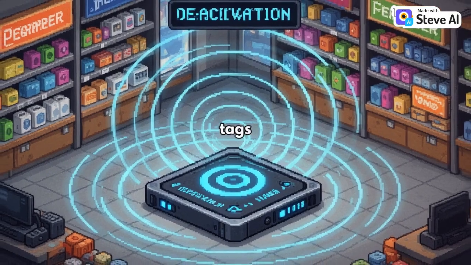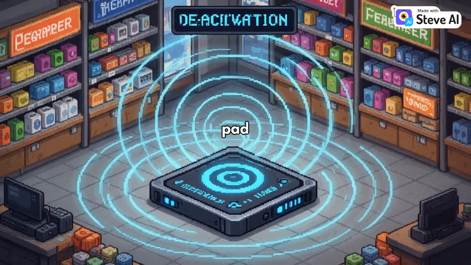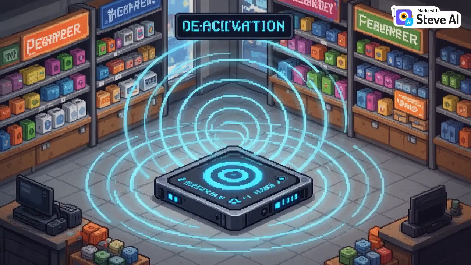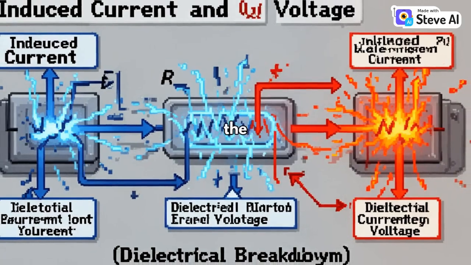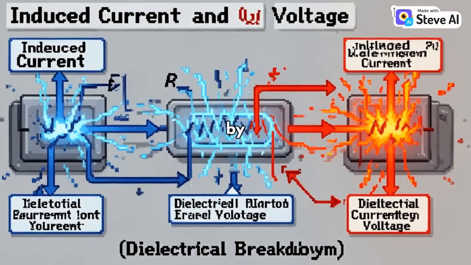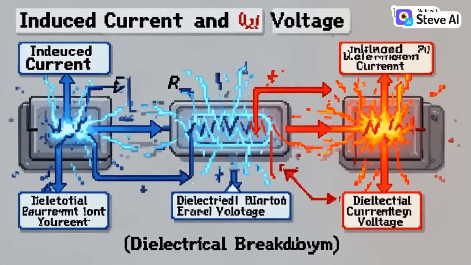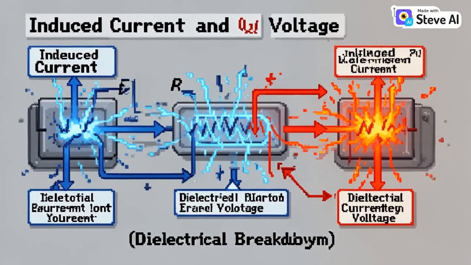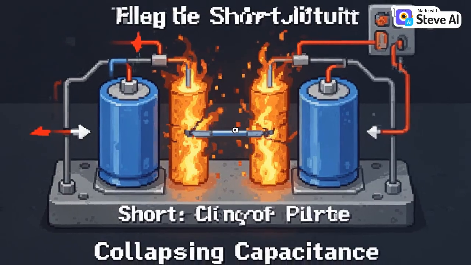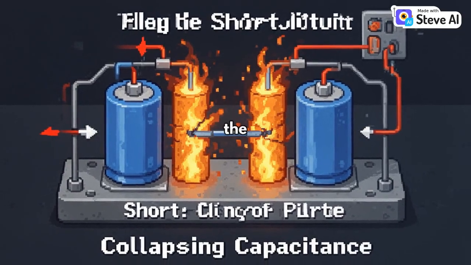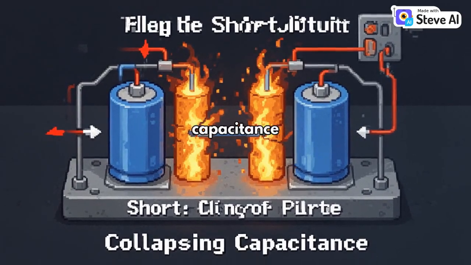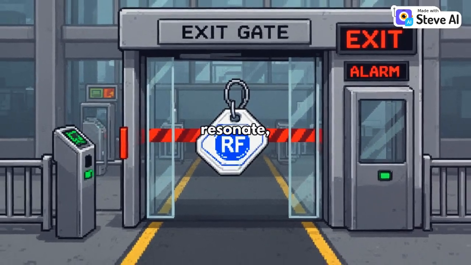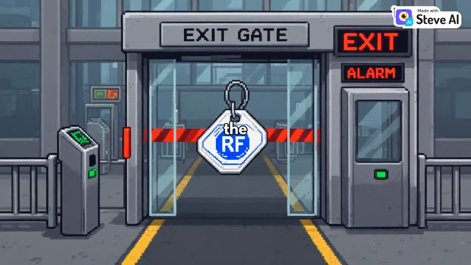To deactivate these sticker tags at the cash register, the system uses a deactivation pad that emits an intense electromagnetic field at the exact resonant frequency. The induced current traveling through the tag's internal coil generates an induced voltage that intentionally forces a dielectric breakdown by exceeding the breakdown voltage limit of the capacitor's thin insulating layer. This creates a microscopic, permanent short circuit between the capacitor plates, causing the capacitance to collapse to zero. The circuit permanently loses its ability to resonate, allowing it to pass through the exit gate silently.